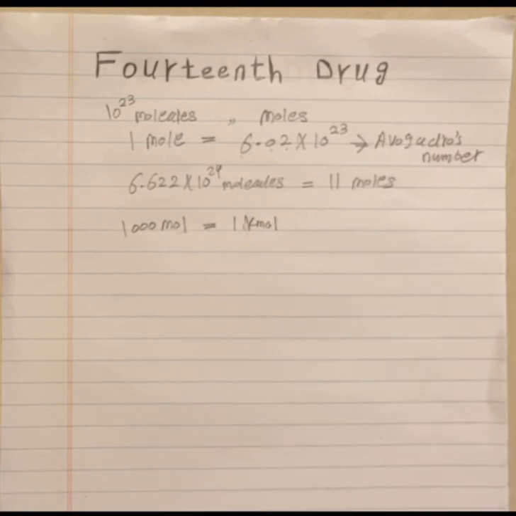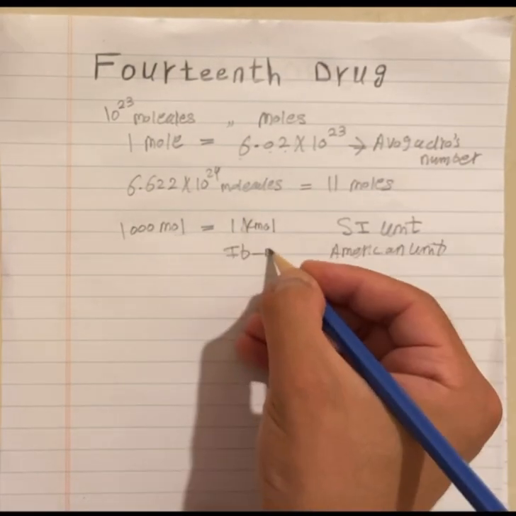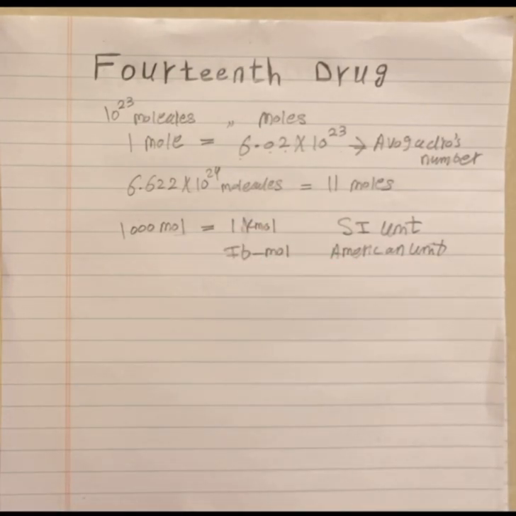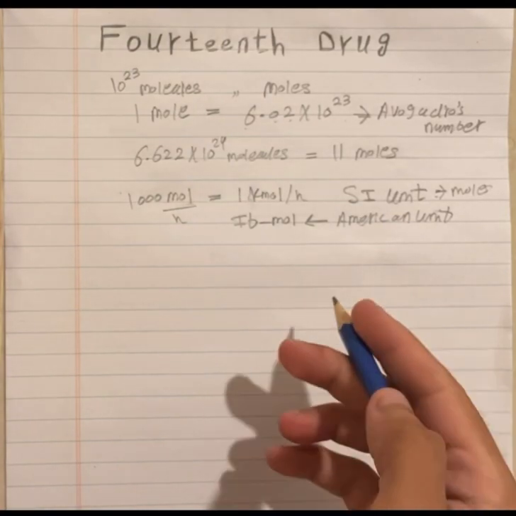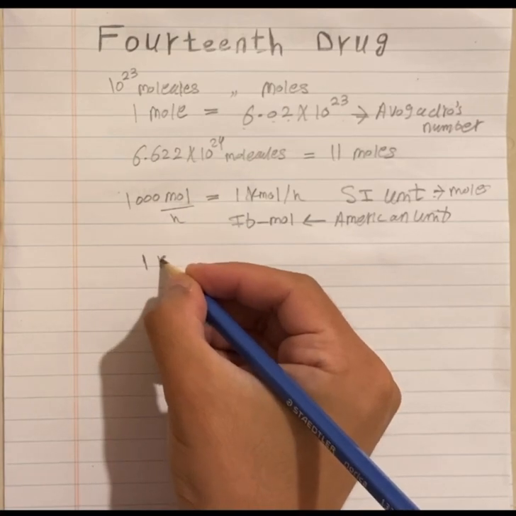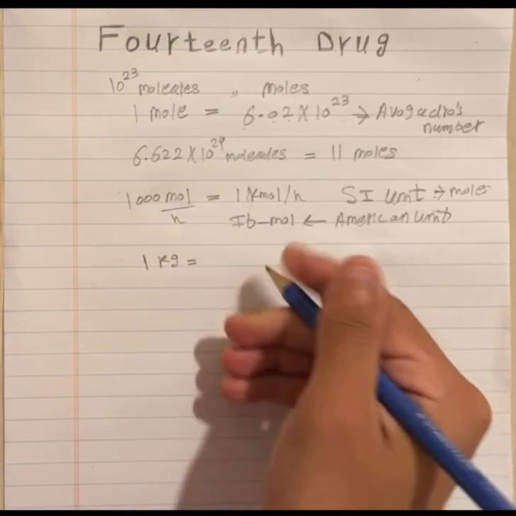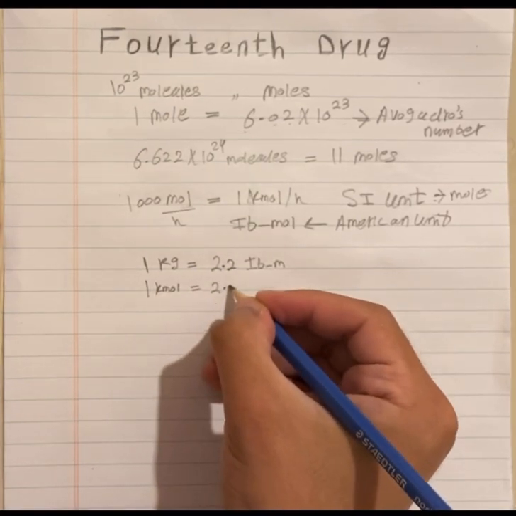That's why we need the concept of mole, and then related to the concept of prefixes that we discussed in the first video. Mole is an SI unit, and because we have an SI unit of moles, it means we have an American unit of moles, which is pound mole. For the SI unit, it's moles. The nice news here is the relationship between mass: if you recall, 1 kilogram is the same as 2.2 pound mass. If you say 1 kilomole, it's equal to 2.2 pound mole.